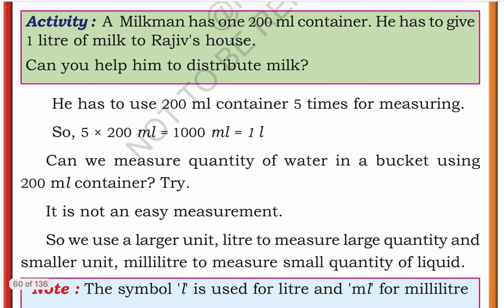Here is an activity. A milkman has one 200 ml container. He has to give 1 liter of milk to Rajiv's house. Can you help him to distribute milk? Milkman has only one container. What is its capacity? 200 ml. Up to what volume does it hold the milk? 200 ml. Not more than that. He has to give 1 liter of milk to Rajiv's house.